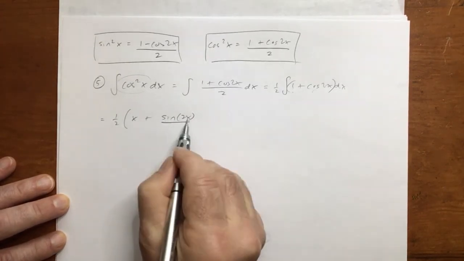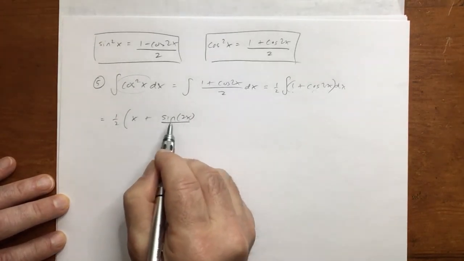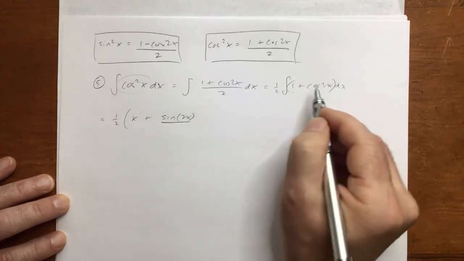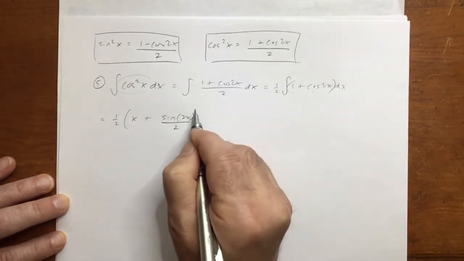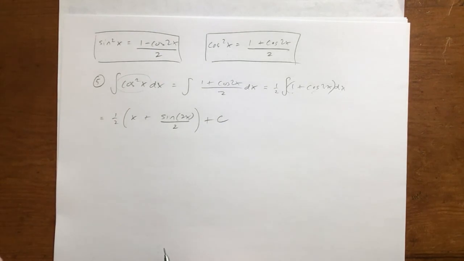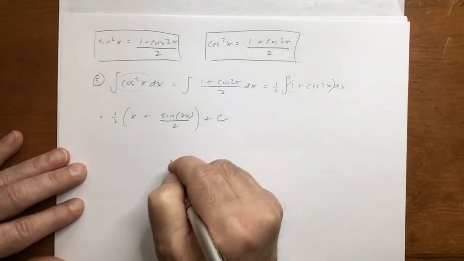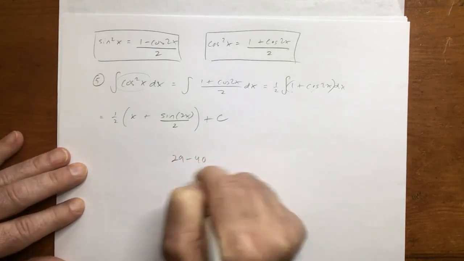But if I were to derive sine of 2x, I would get cosine 2x times 2. I don't have a times 2. And that's why we're dividing by that chain on these. Okay, so like I said earlier, you can now do problems 29 through 40 on the review.